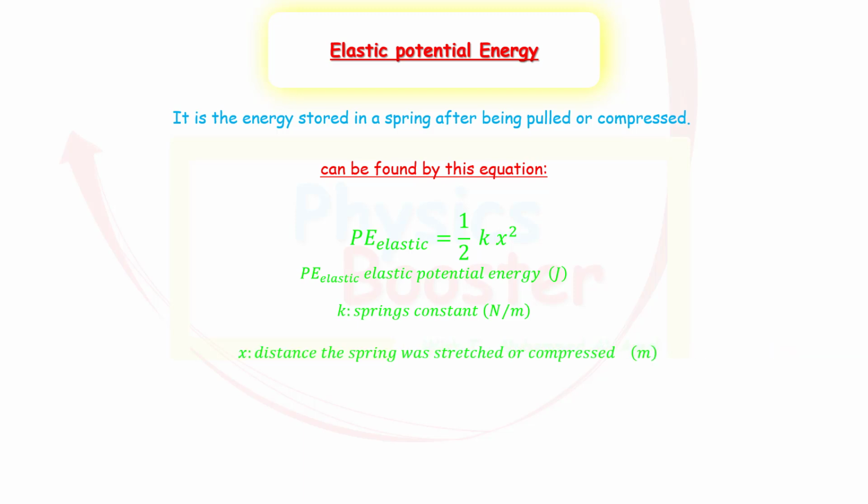And finally, x. It's very important to keep in mind that x is the distance that the spring was stretched or compressed. It's not the final length of the spring. So for example, if I have this spring, it had, say, a length of 1 meter. Then I stretched this spring. The length of the spring now became, let's say, 1.2 meters. In this case, x will be equal to 1.2 minus 1, which is 0.2. So it's the change in the length of the spring, not the final length or the initial length of the spring.